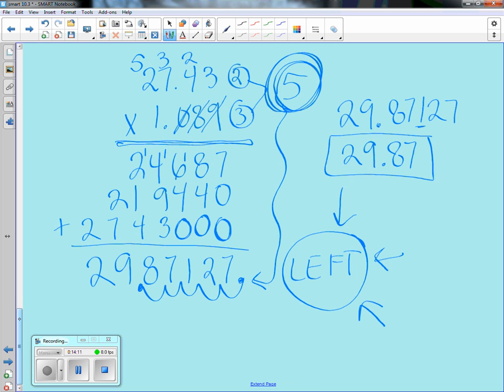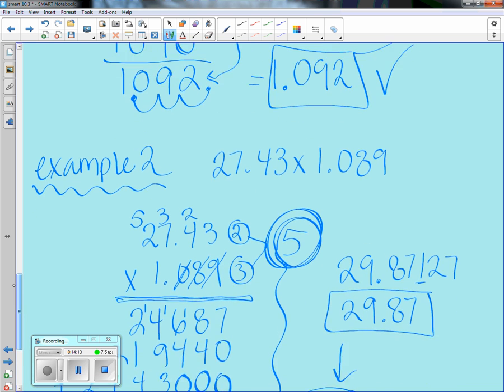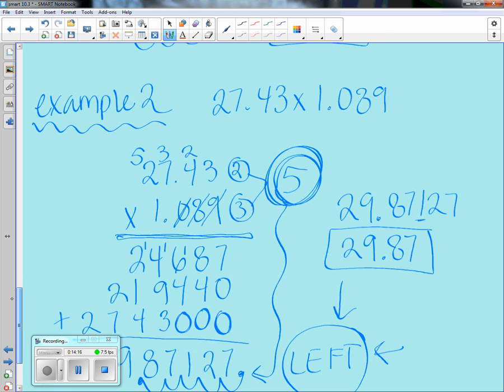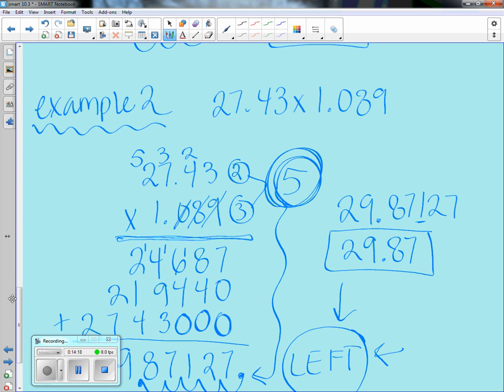All right, so let's just check and see. So I'm multiplying, we're checking for logic now. I'm multiplying 27, let's change colors, 27 and 43 hundredths times a number that's a little bit bigger than 1. So I expect for my answer to get bigger. But it's just a little bit bigger than 1, so I don't expect it to be that much bigger. So going from 27 and 43 hundredths to 29 and 87 hundredths seems like it would be a pretty good bet. So we just checked our logic and that makes sense.